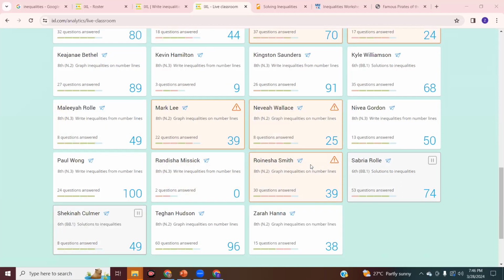All right. Nevaeh Gordon, what number are you on? Not the number, but what's your smart score? 50. 50. Okay. And Malia Rule, what is your smart score? 49. 49. Okay. And Kiashane Bethel, what is your smart score?